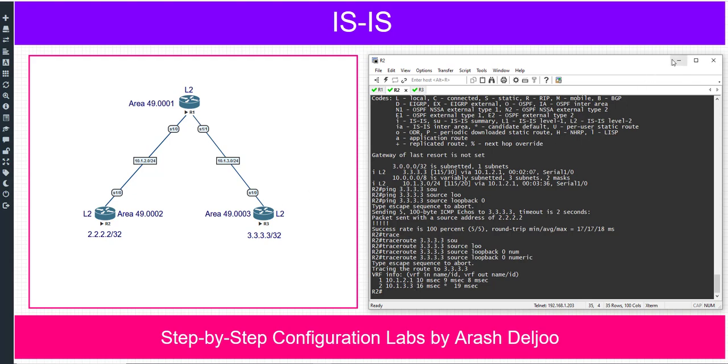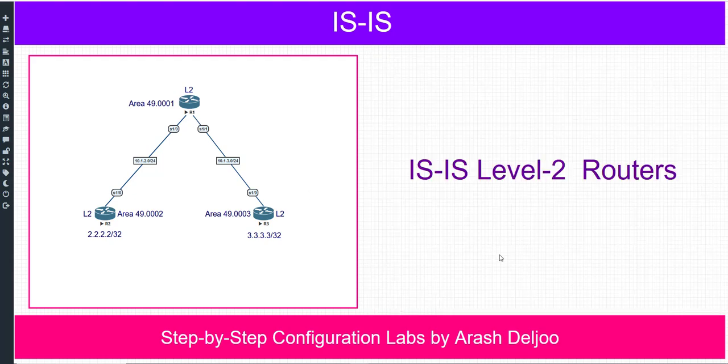As you can see, traffic will go to router 1, 10.1.2.1, router 1, and after that 10.1.3.3, router 3. Actually, in this video, we learned how we can configure ISIS level 2 only, or ISIS level 2 routers.